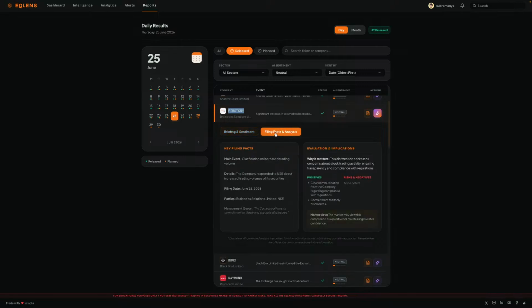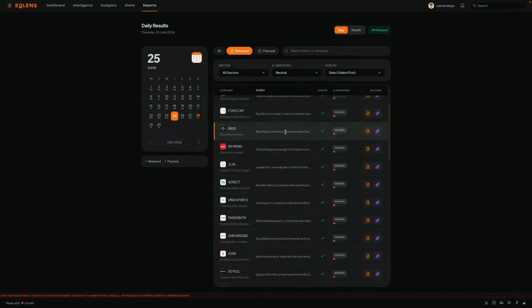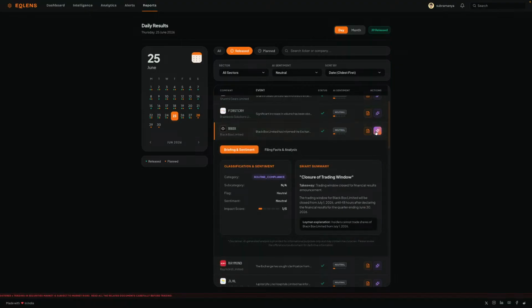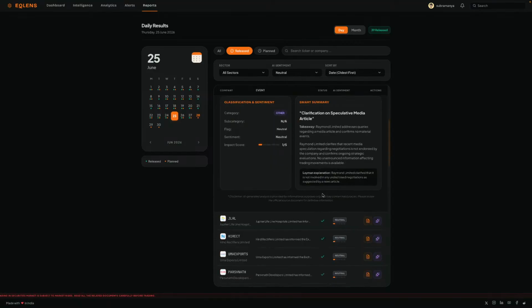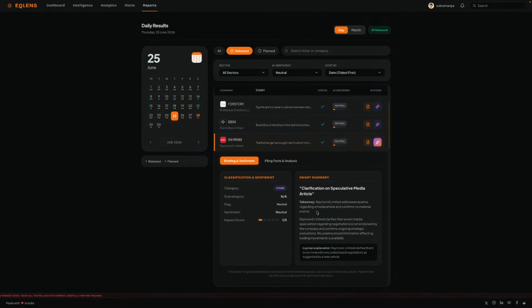Alright, what has it done? The market may view this compliance positively. Clear communication from the company. Alright. This addresses concern about the stock trading activity, ensuring transparency and compliance with the regulations. I think they have informed that there was no news which is not yet out. So that's all. Black Box Limited. I think it's routine compliance. Clarification of speculated media article. Okay, this is Raymond.